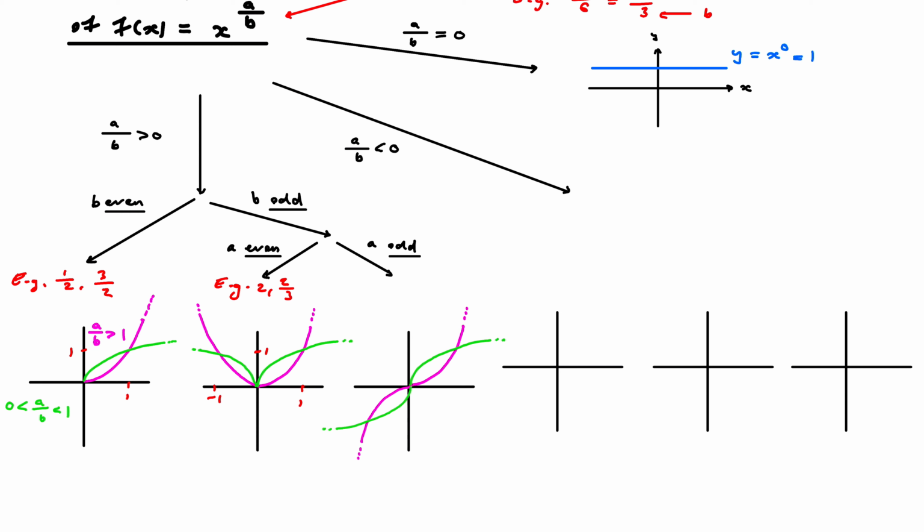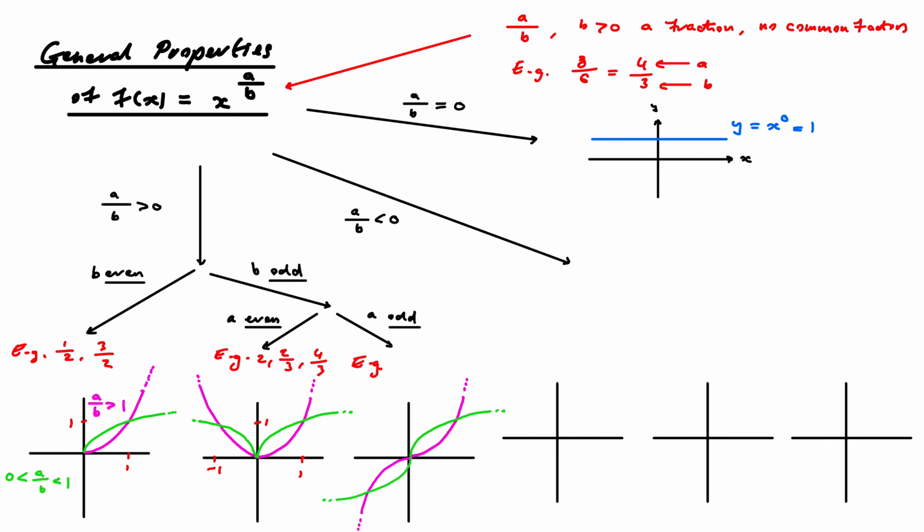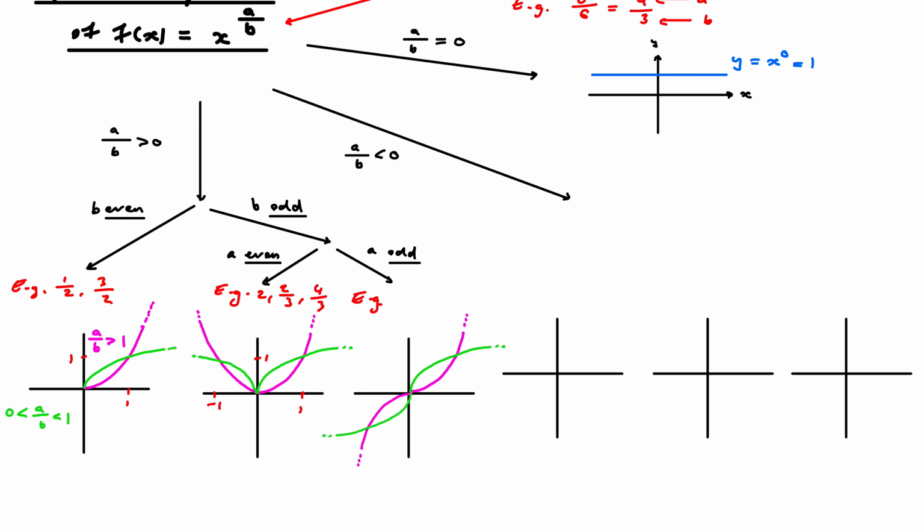So e.g., 4 over 3 or something here. In this case, that's a pretty good example because you could have 1, right? You could have b is 1 and a is 1. So this would correspond to 1 here. So that's one I kind of left out.